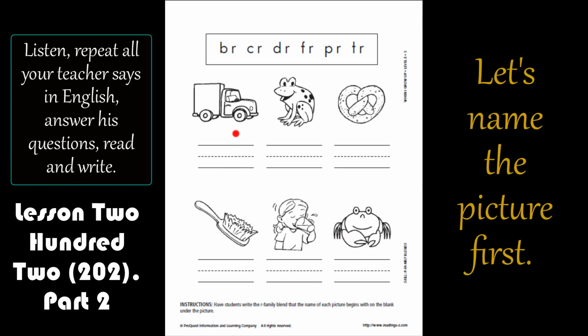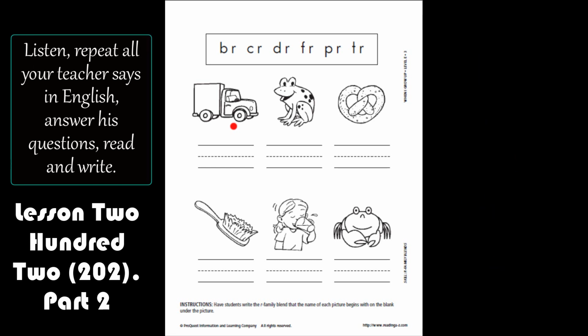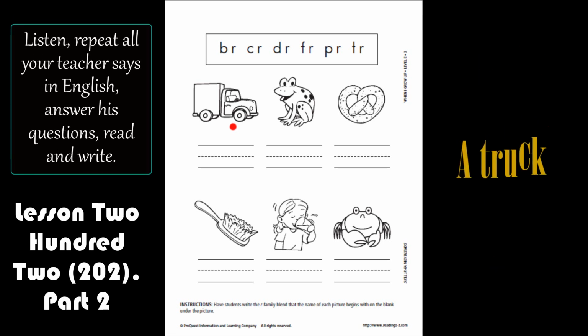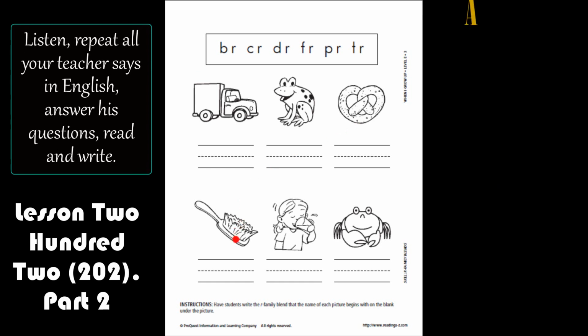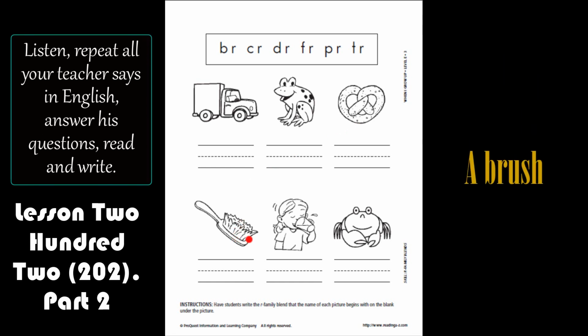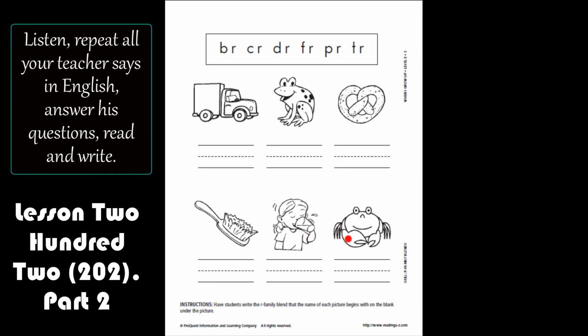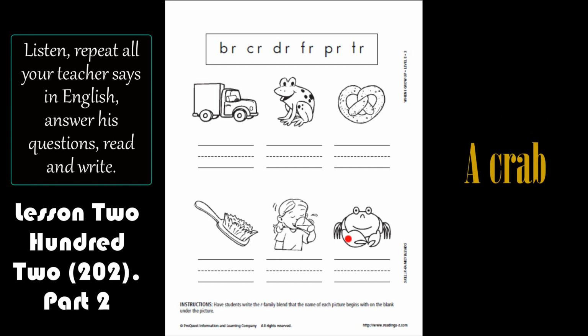Let's name the pictures first. This is a truck. This is a frog. This is a pretzel. This is a brush. This person is drinking something. And this is a crab.